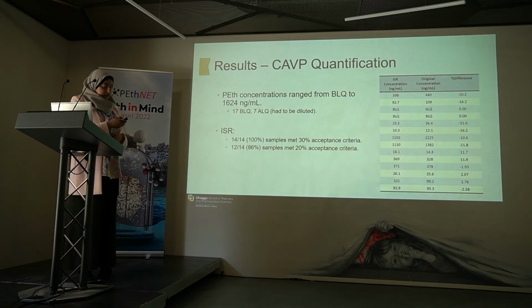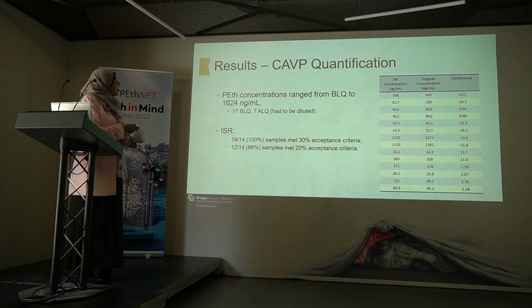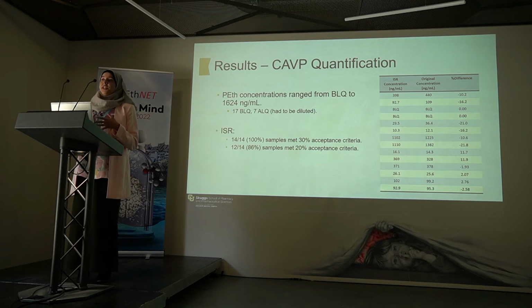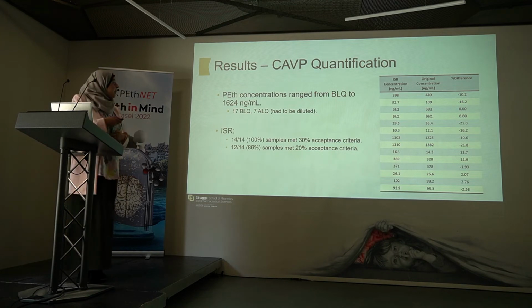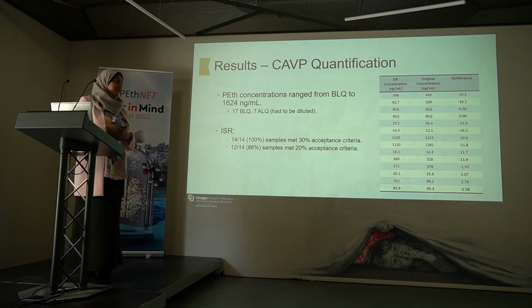So moving on to results and beginning with our lab's quantification of those cross-validation samples, you can see that we had a wide range of concentrations all the way from BLQ, because it was below 5 nanograms per mil, to 1600 nanograms per mil. And of those 46 cross-validation samples, 17 were BLQ and 7 were originally above the range of our curve and had to be re-extracted with dilutions.